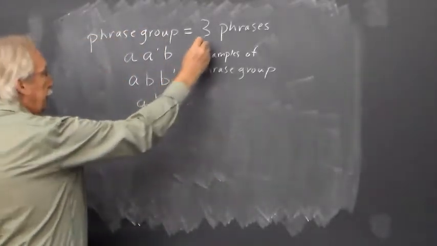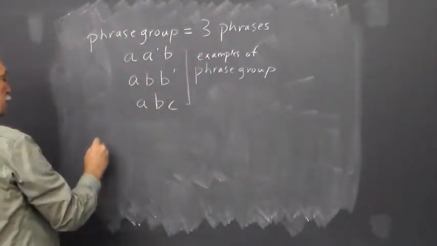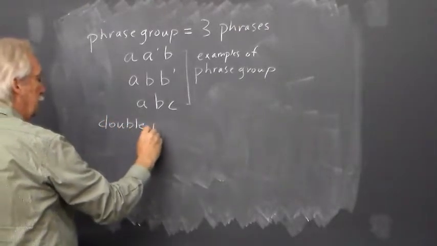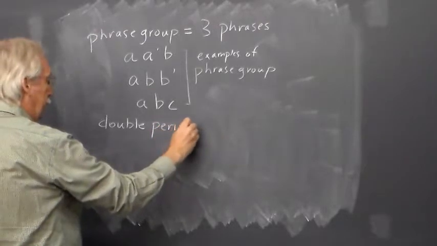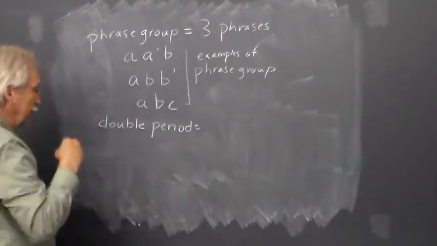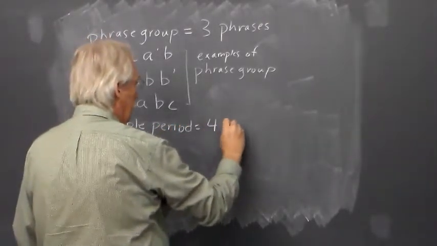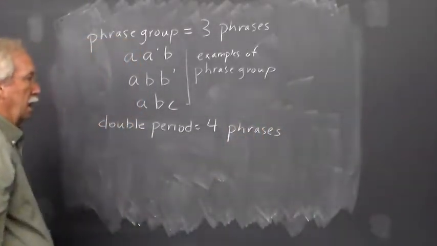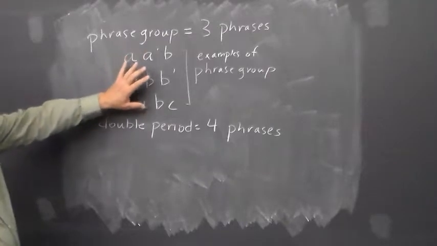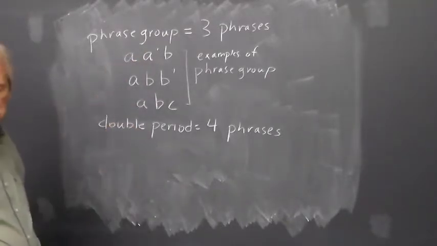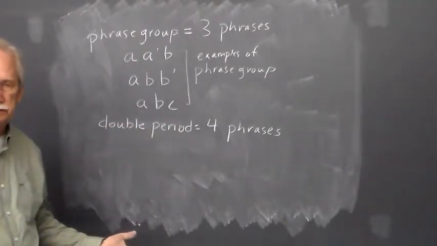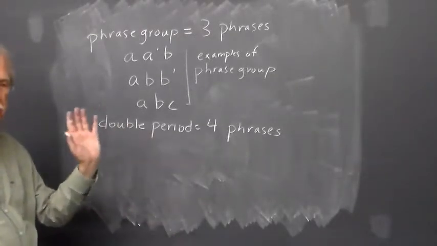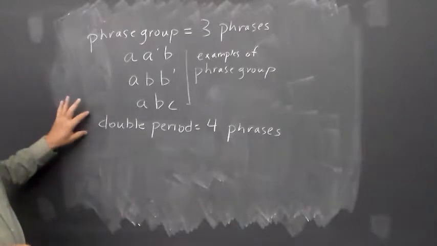Okay, 3 phrases equals a phrase group. 4 phrases equals a double period. All right. With phrase groups, we didn't use the term parallel and contrasting. We only use the terms parallel and contrasting when we're talking about periods and double periods.